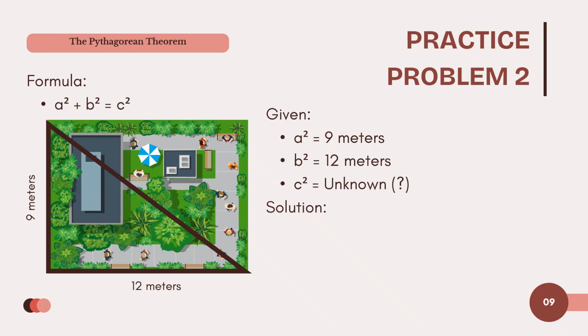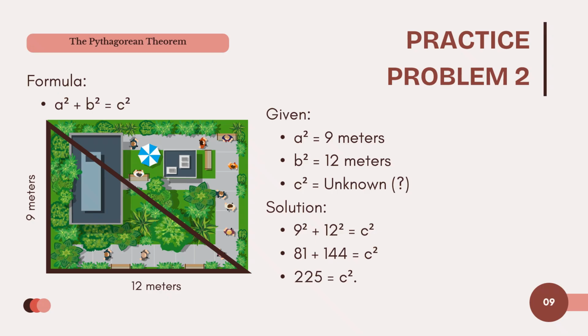A squared plus B squared is equal to C squared. Then let's substitute the known values. So we have here 9 squared plus 12 squared is equal to C squared. Then let's get the squares of 9 and 12. So we have 81 plus 144 is equal to C squared. Then let's simplify. 81 plus 144 is equal to 225, which is equal to C squared.